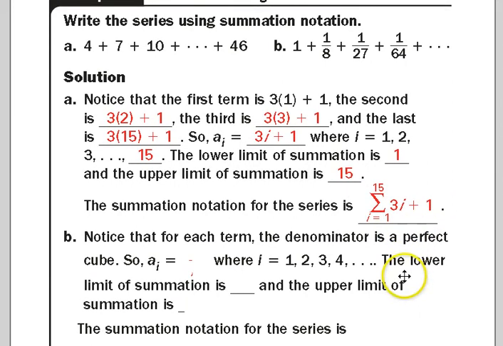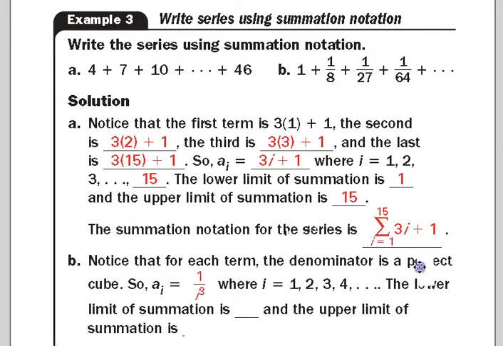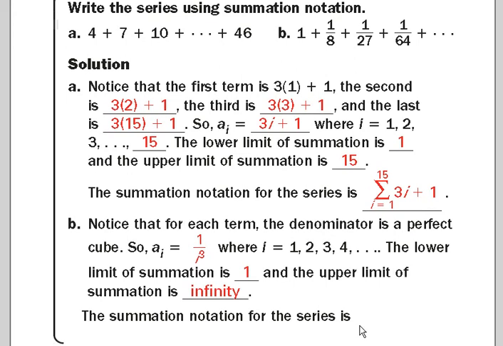Okay, so that's that example. Over here, we see for part B, the denominator is a perfect cube: 2 to the third, 3 to the third, 4 to the third. So a sub i looks like 1 over i to the third. So that means the lower limit is 1, but the upper limit, since it goes on forever, is infinity. And so when we write our summation, it's going to look like this. i equals 1 all the way up to infinity because of the dot, dot, dot. And what are we adding up each time? We're adding up 1 over i to the third power.